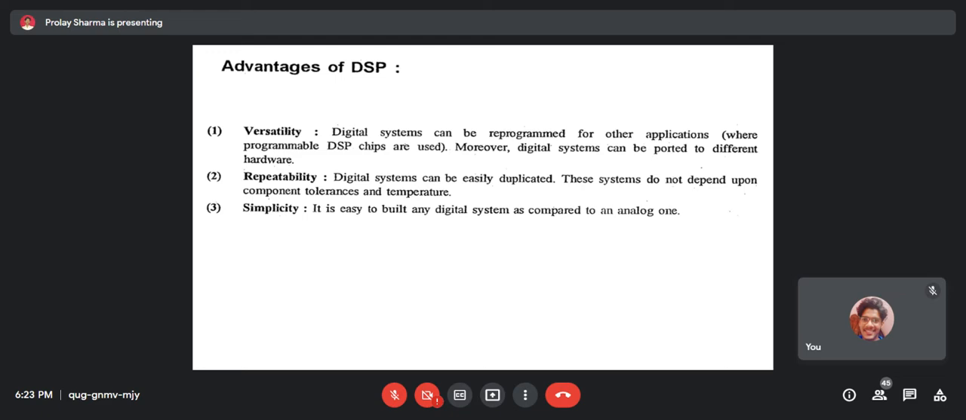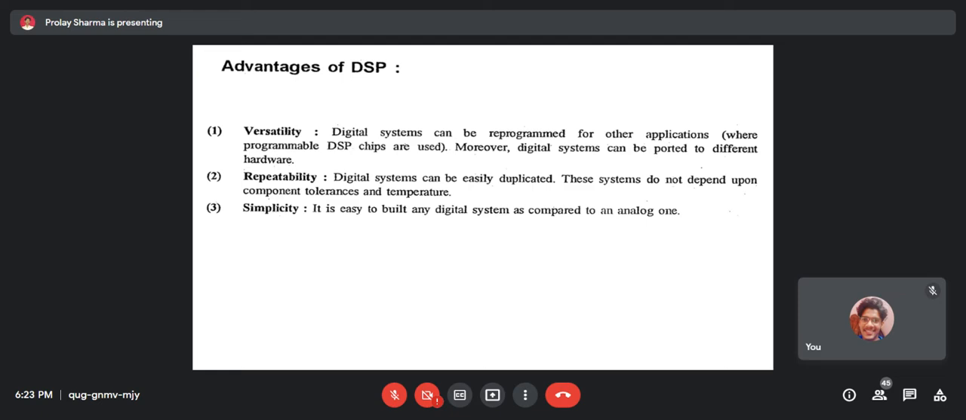Versatility means suppose we make one filter today. Suppose we want to change the filter characteristics after 2 days. So what will we do? You will write some code or you will read some code. That means it will change the software program. Then the filter characteristics or filter performance will be changed. So this is called versatility.